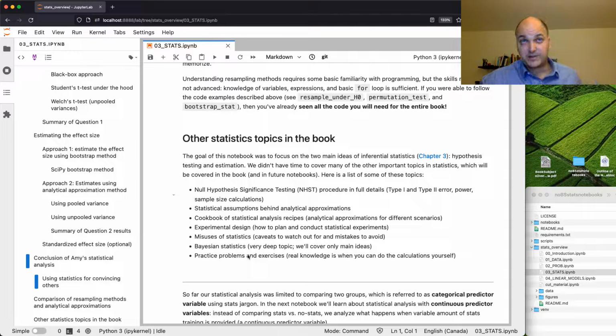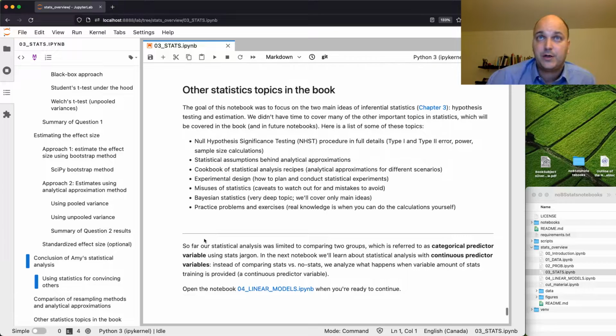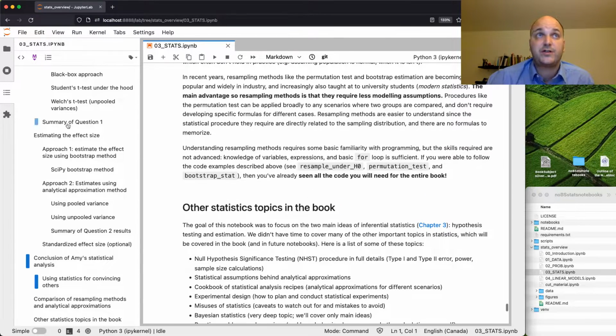And the best way to learn is to do practice problems and exercises. So there will be a lot of notebooks like this where you can run things on your own and where you have to fill in the details. Okay, so this was statistics. This was inferential statistics.